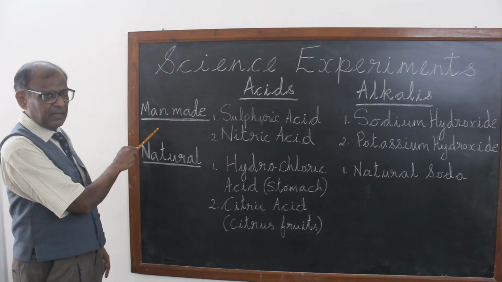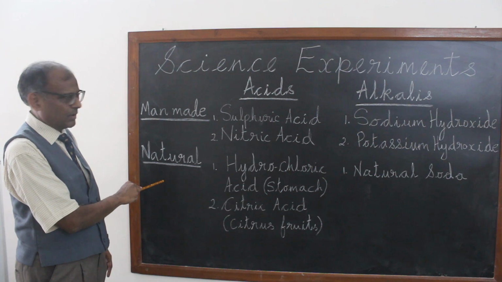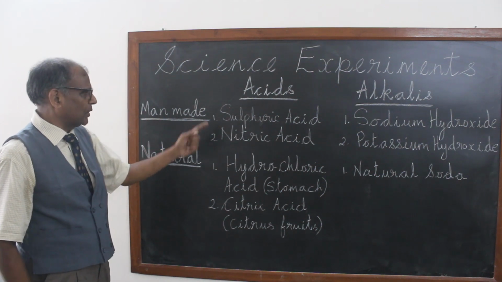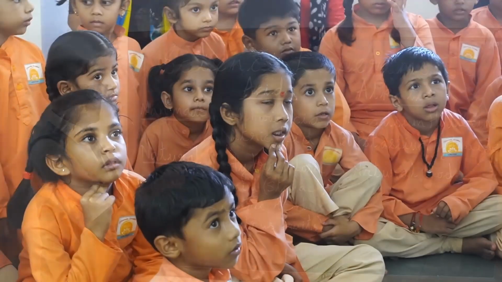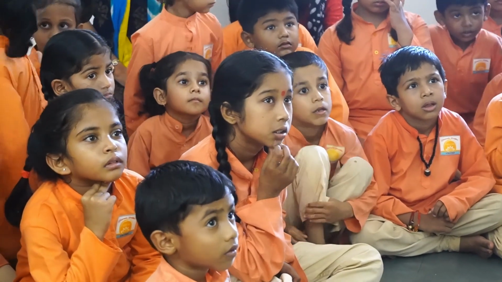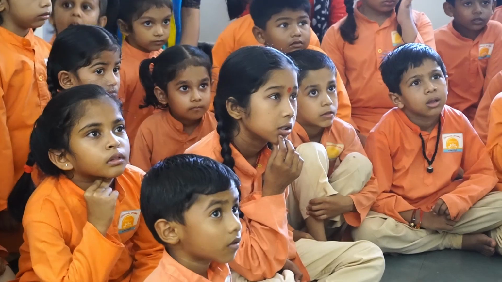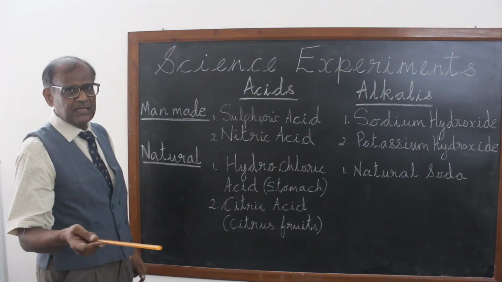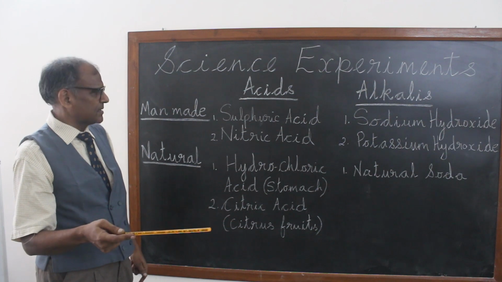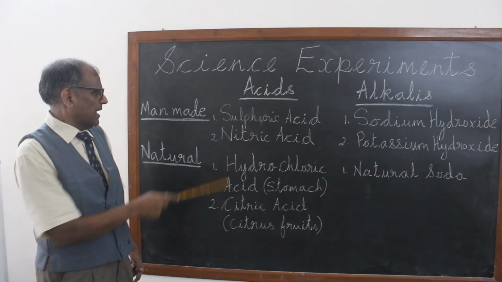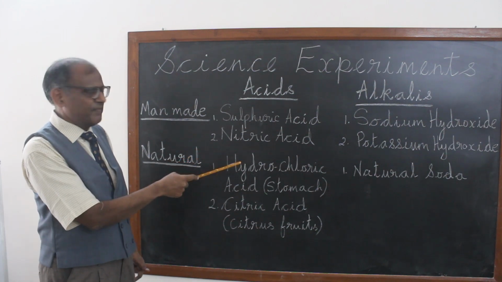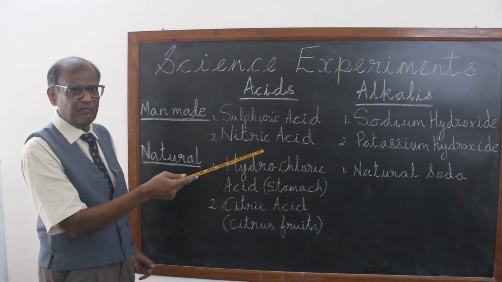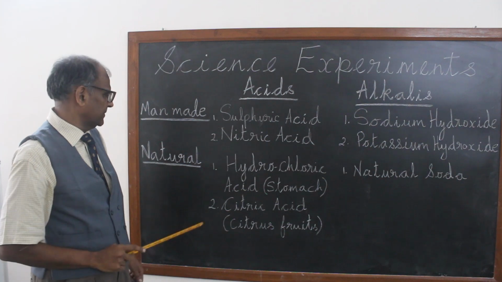First, man-made. Second, natural. Now, two very important man-made acids include sulfuric acid and nitric acid. Sulfuric acid finds applications in many uses like car batteries, manufacture of metals and a host of other uses. Nitric acid is chiefly used in the manufacture of fertilizers and also in manufacturing various metals like iron and steel.